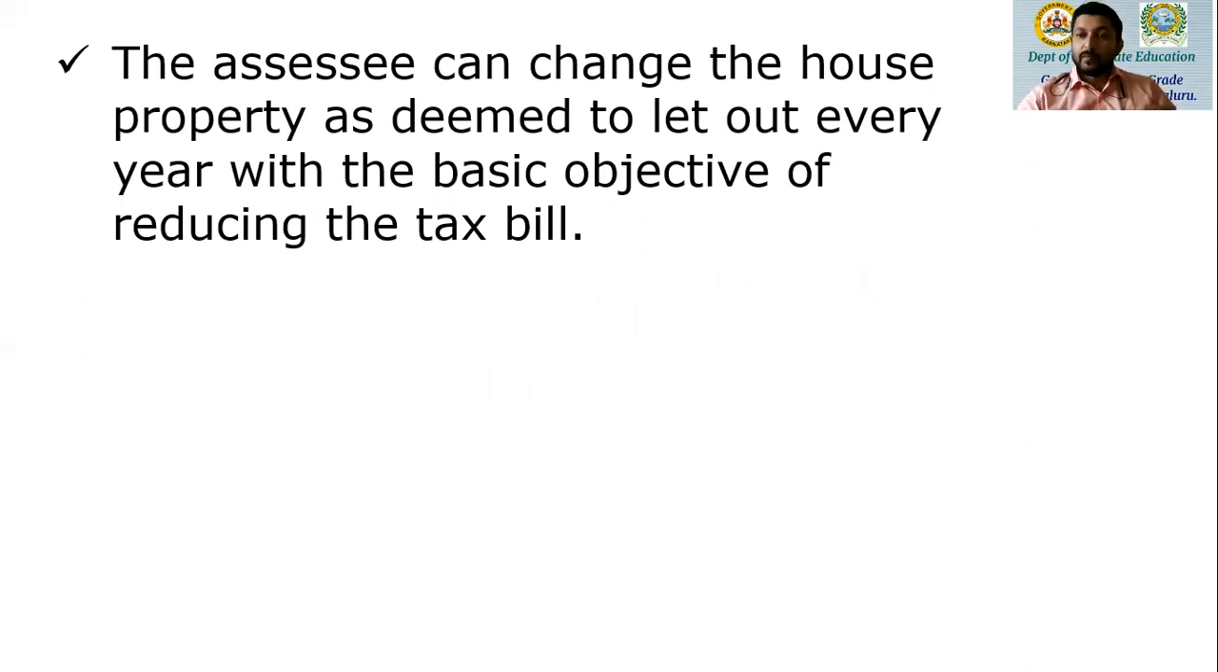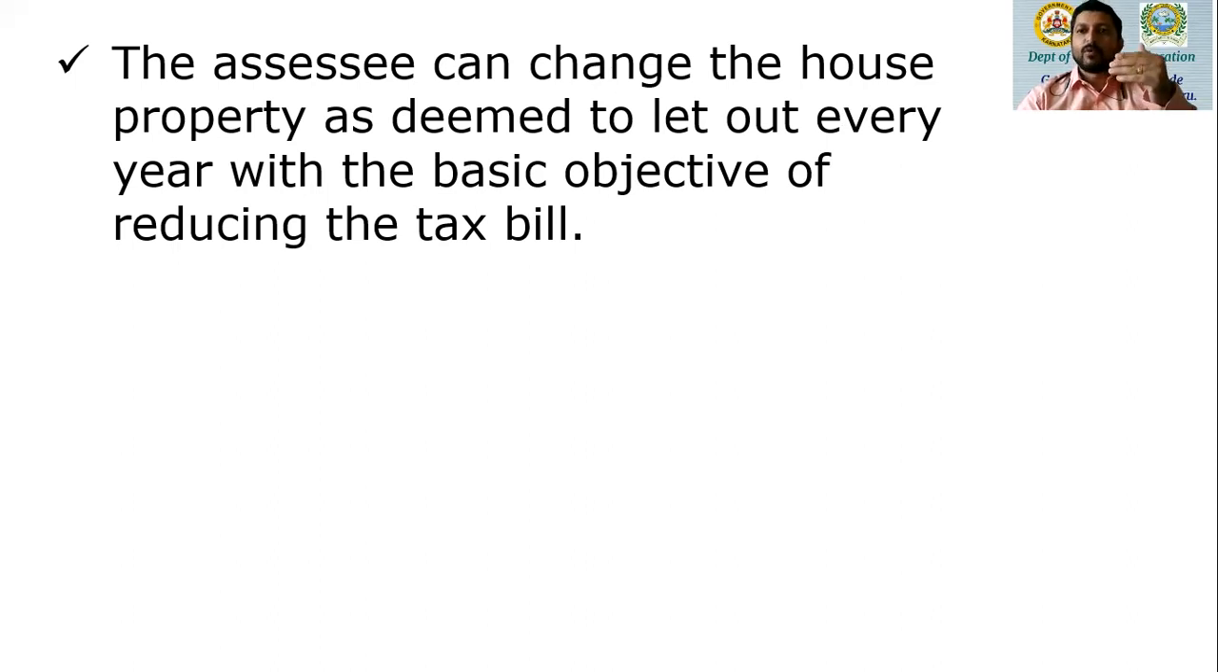Now, I mentioned three houses A, B, C. Let's imagine A and B have the highest value right now. So I'm claiming house A and house B as self-occupied, and house C is treated as deemed to be let out. Say in the next year, suppose the value of house property C is more in comparison to house property B. So I can go for A and C as my self-occupied house property, and house B can be treated as deemed to be let out. So what I mean to say is the SSC can change the house property treated as deemed to be let out every year with the basic objective of reducing the tax bill.